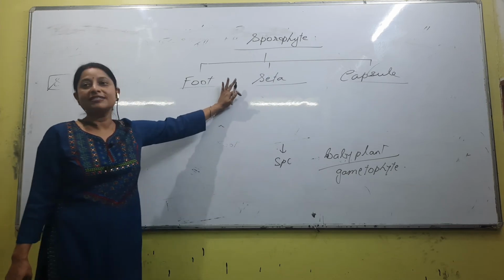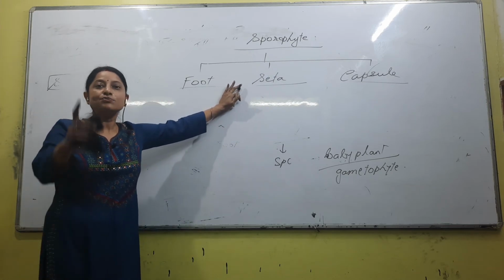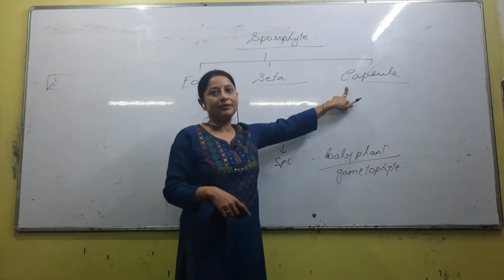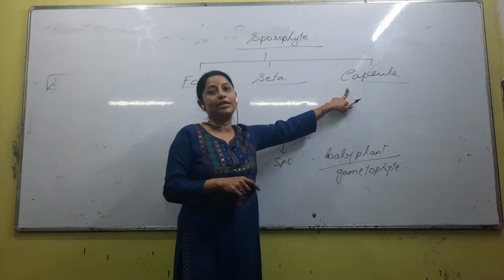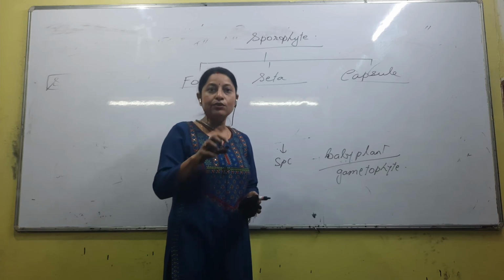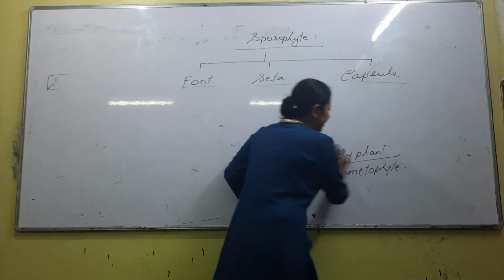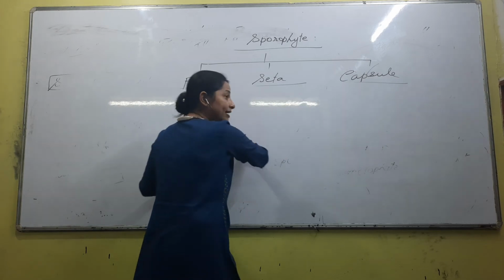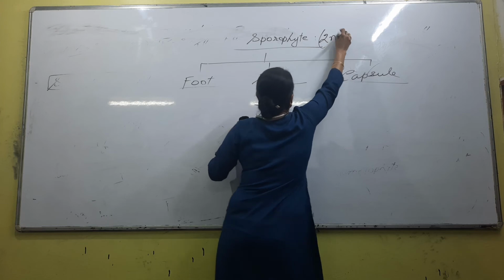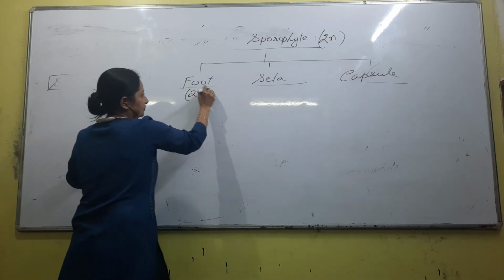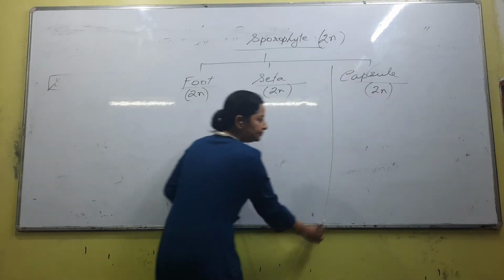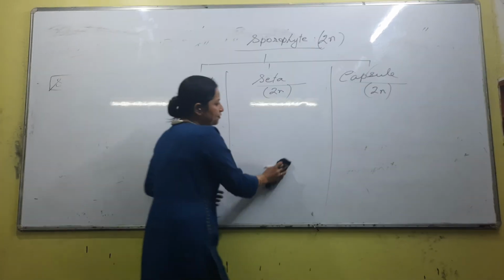What is the ploidy of the seta? Twice n. So all the parts that come from the sporophyte are twice n. What is the ploidy of the capsule? Twice n. But what is the ploidy of the spores inside the capsule? So initially the capsule has cells, and those cells undergo meiosis and form spores. So the parts are twice n, but the ploidy question will come, so you have to be specific. Clear, no? Some information about the foot.